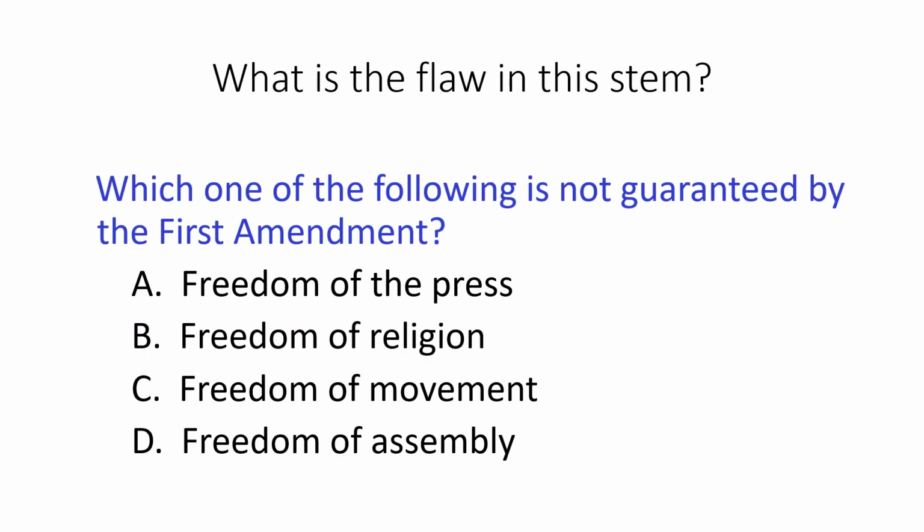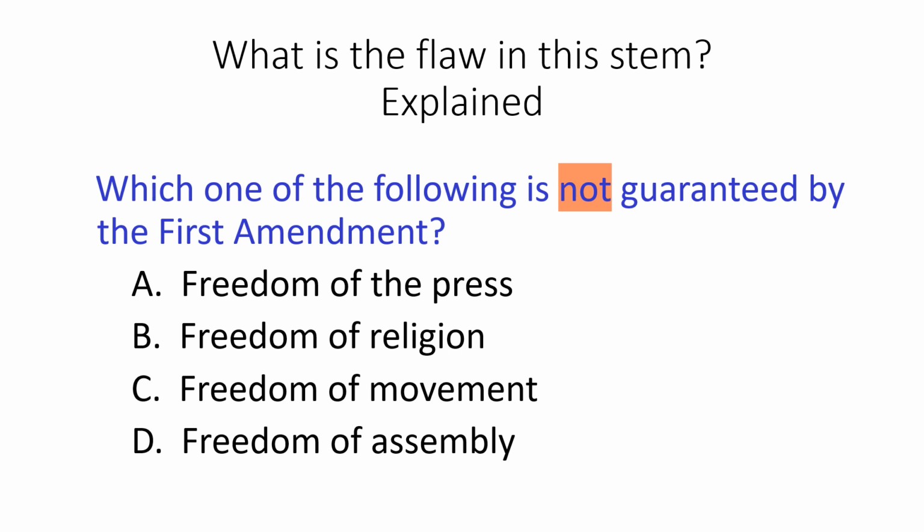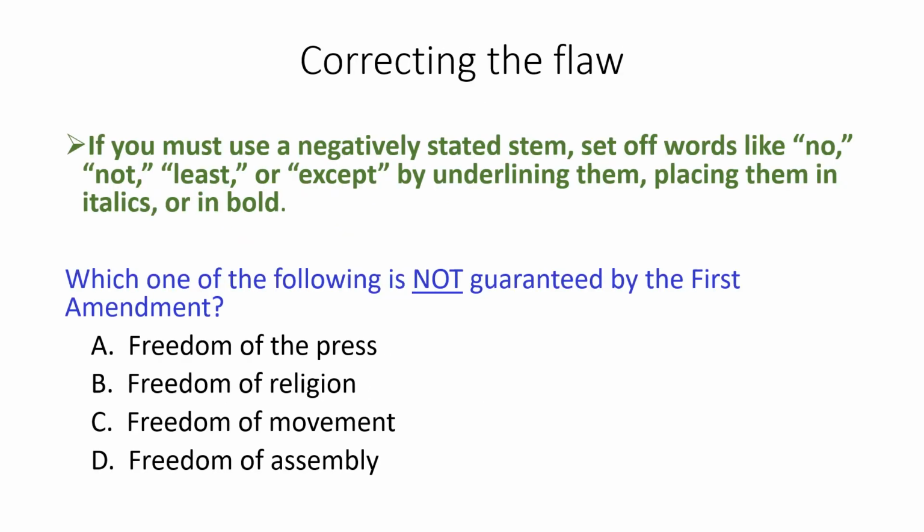What is the flaw in this stem? Not. If you're going to use a word like not, you want to make sure that it's very visible. If you must use a negatively stated stem, offset words like no, not, least, or except by underlining them and placing them in italics or bold. So instead, you underline and capitalize the word not, and that's the only thing you need to do to fix this item.